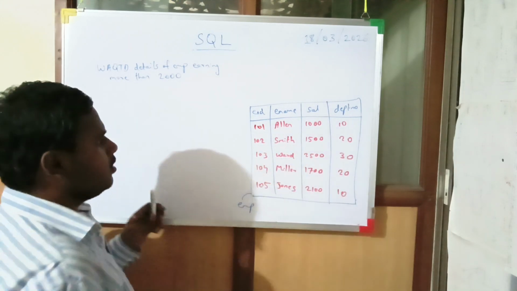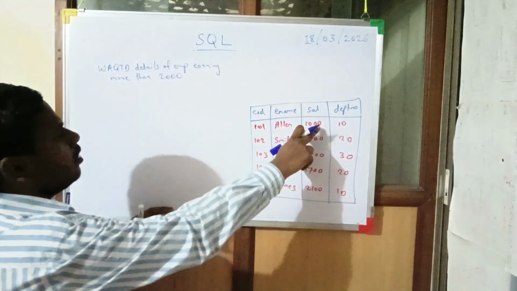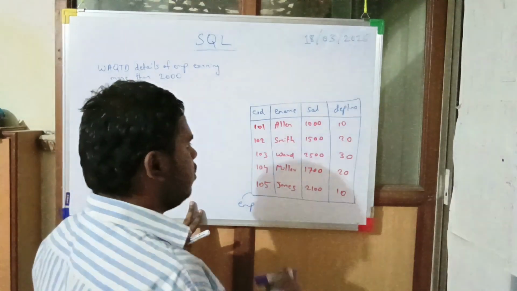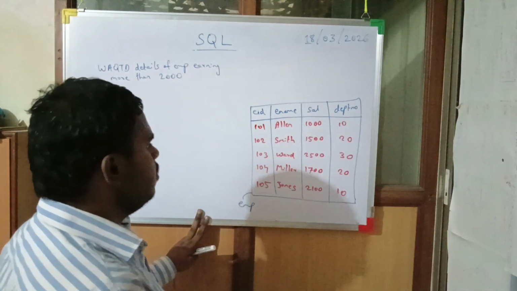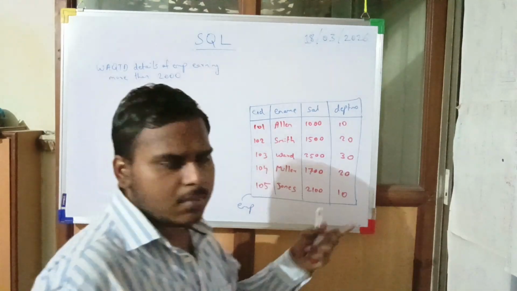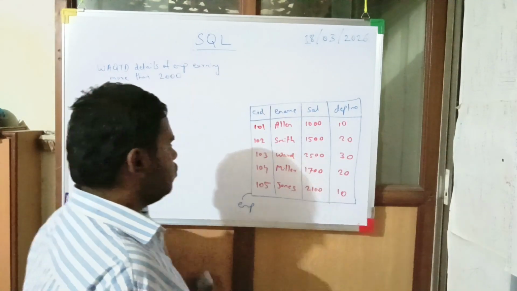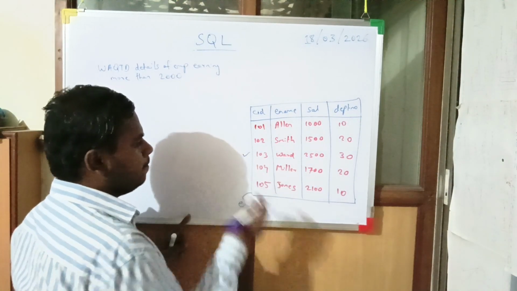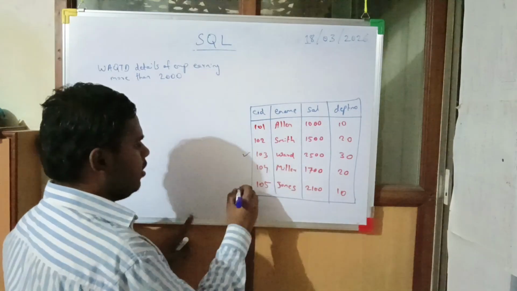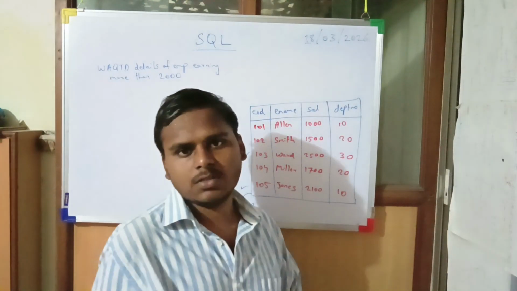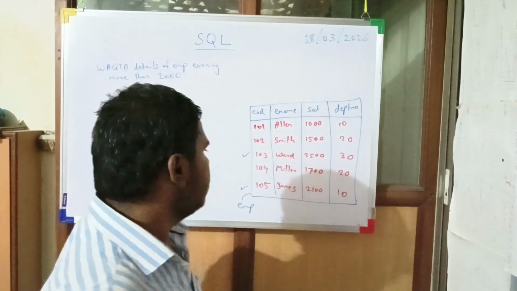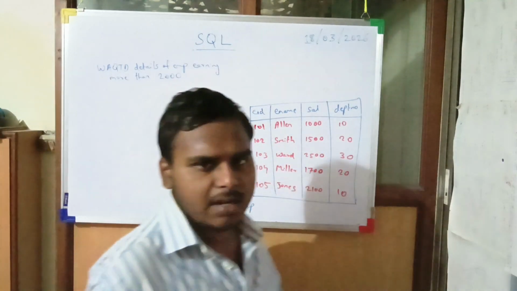By looking at the table, you will see 1000 is not more than 2000, so it will not come. This will also not come because 1500 is less than 2000. 2500 is more than 2000, so I will get the third record. The fourth record I will not get. I will get the fifth record. Record means rows. So I will get these two records as the final output.